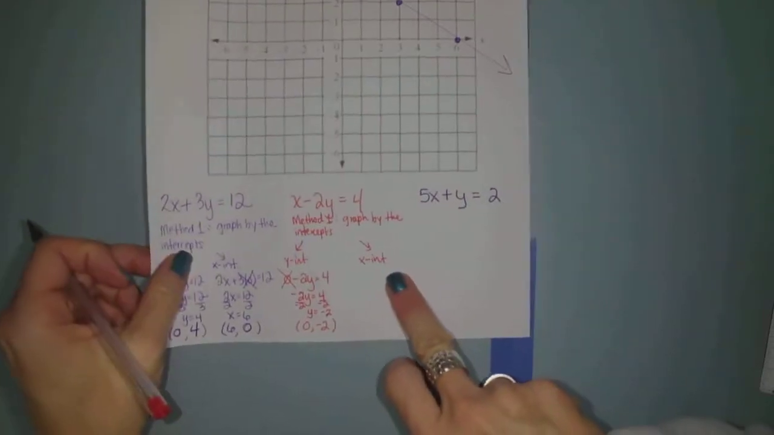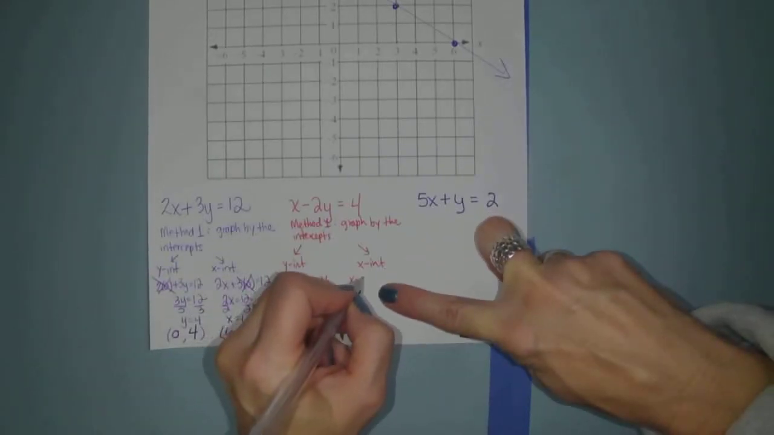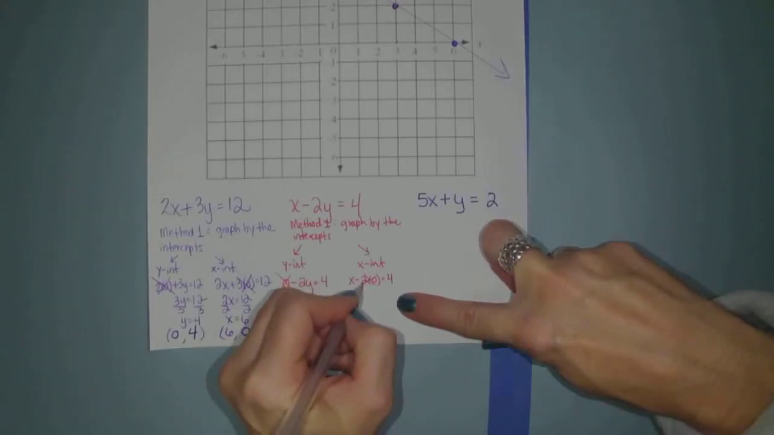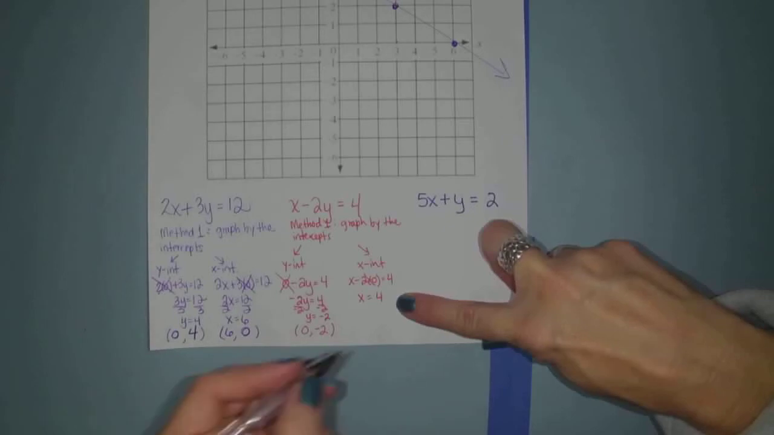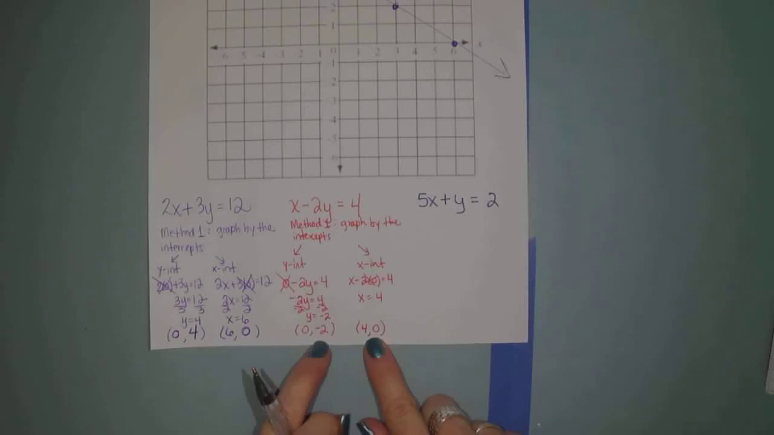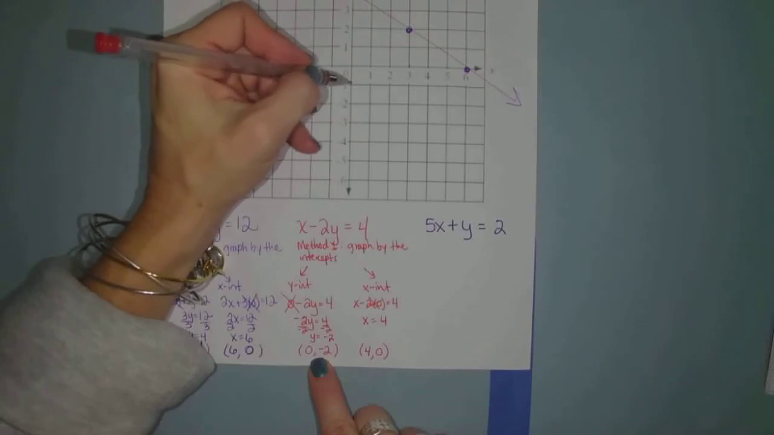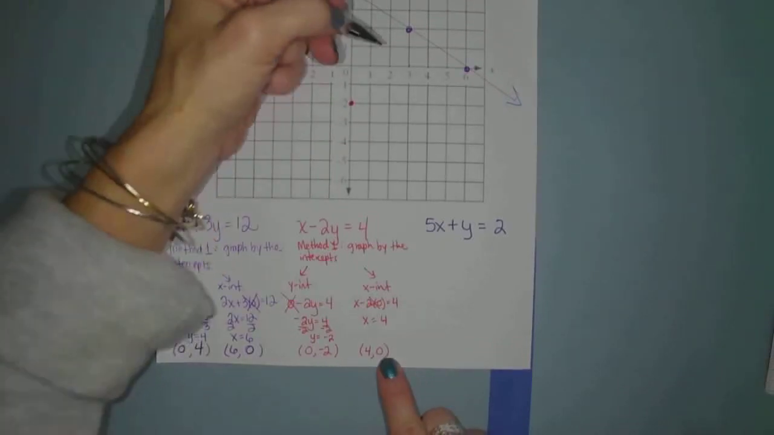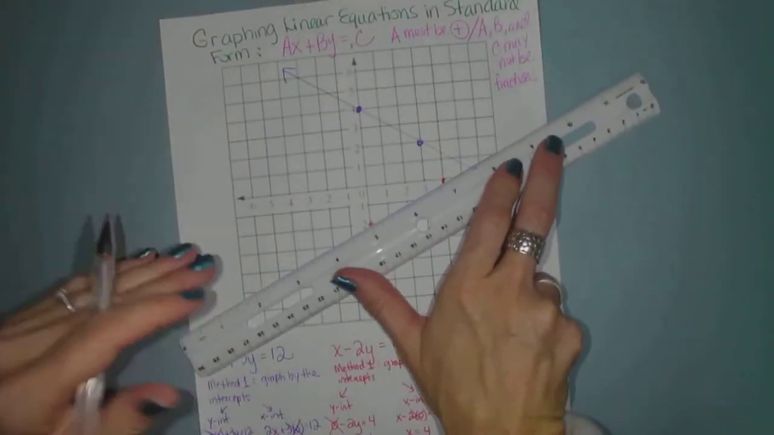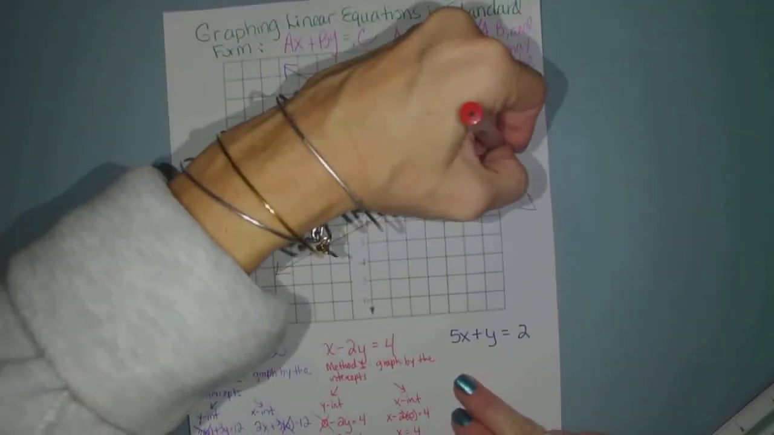Okay, the x-intercept. Let the y be 0. So x minus 2 times 0 equals 4. 2 times 0 vanishes, so x is equal to 4. When x is 4, y was 0. So let's plot these two intercepts, one y, one x. So 0, negative 2, and 4, 0. Connect the dots. And we're finished. Intercepts are so easy when you're doing standard form.